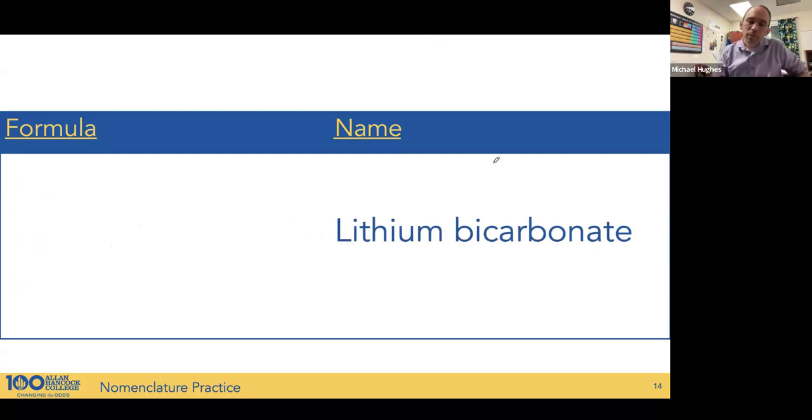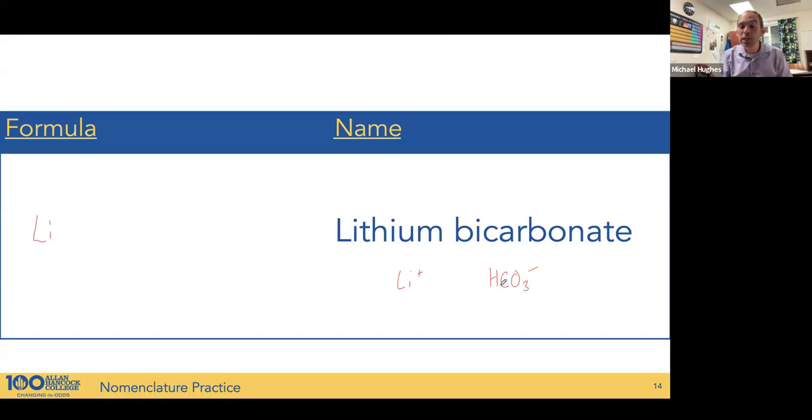Lithium bicarbonate. Is there a metal? Sure, lithium, it's right there. Lithium is always 1 plus. Bicarbonate is 1 hydrogen on carbonate, or hydrogen carbonate. It's HCO3, 1 minus. Carbonate's 2 minus. Bicarbonate, when you put 1 hydrogen on, takes one of the negative charges away. So bicarbonate is just 1 minus.